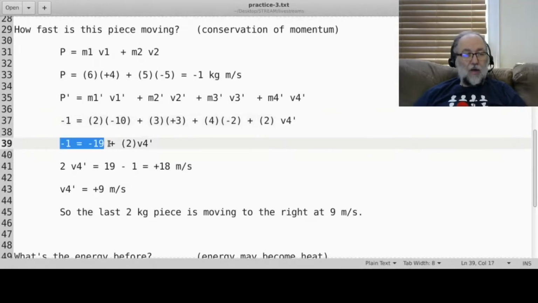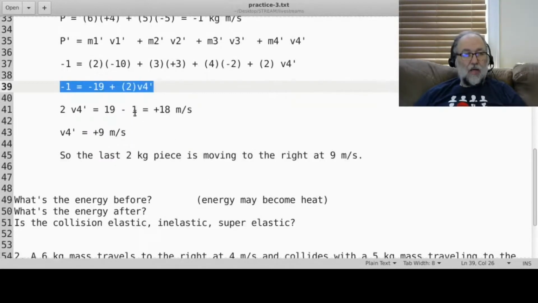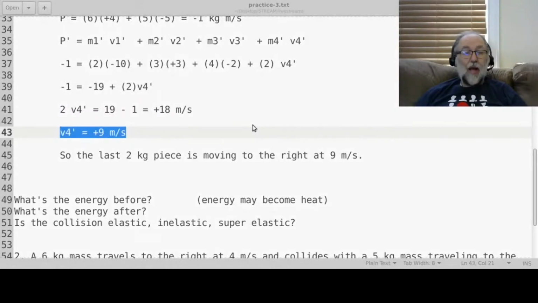So you get -1 is equal to -19 plus 2 times v4 primed, and v4 prime turns out to be positive 9 meters per second. And that positive, I've been writing in the positives explicitly, to say to the right. That tells you that the 2 kilogram piece is moving to the right at 9 meters per second. So that answers the question: how fast is that fourth piece moving?